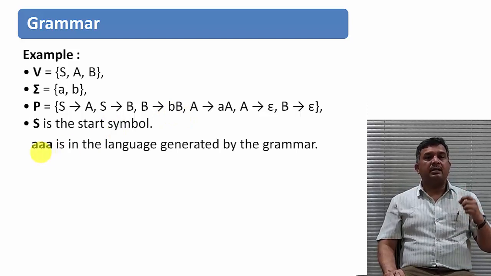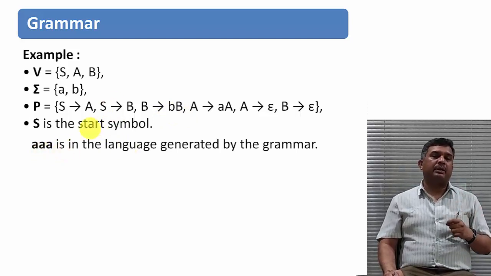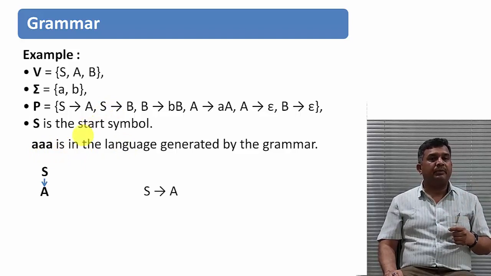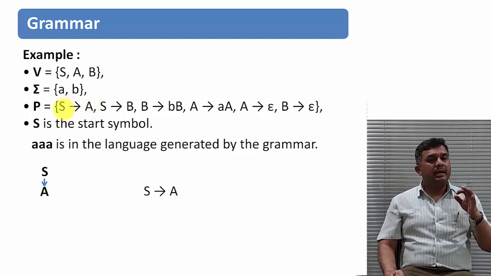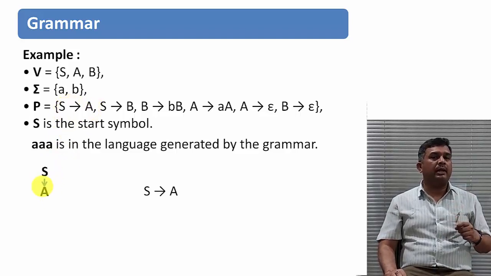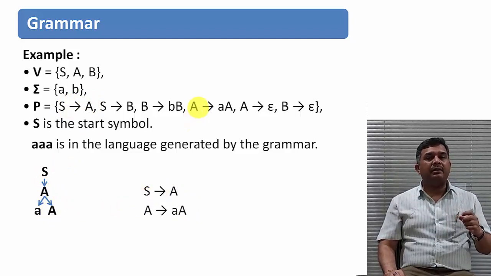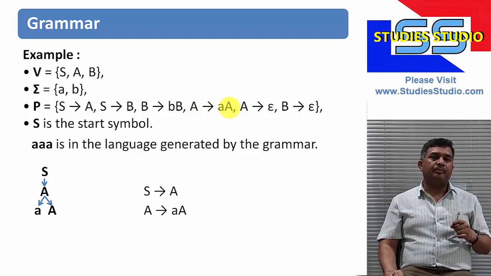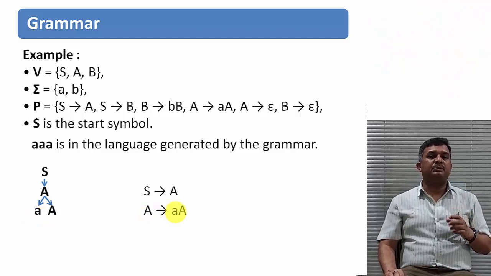So let us try to generate the string aaa from this particular grammar. How do we generally proceed? We start with the starting symbol, and from the starting symbol we have the production S derives A. So from S I got A by this particular rule. Then from A I have A derives AA, and I also have A derives epsilon. But by using which of these productions can I generate a? Obviously I have to use A derives AA to generate a small a or a terminal a.